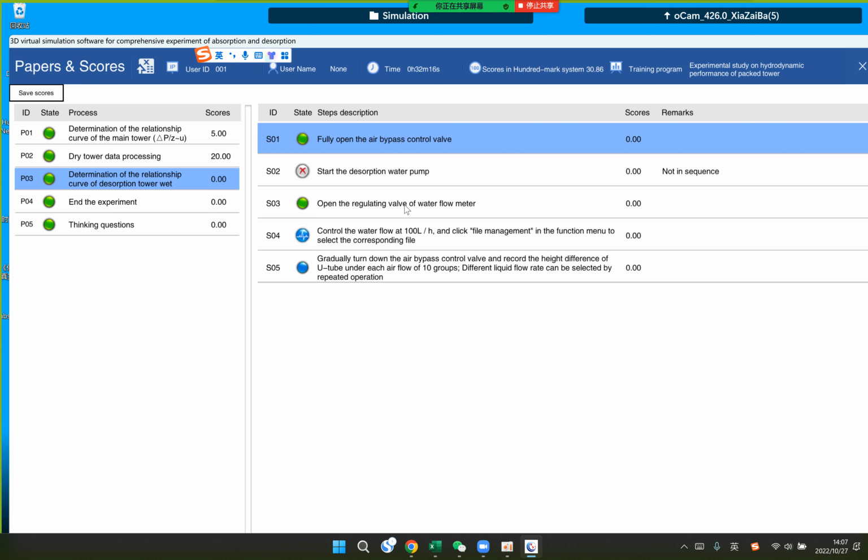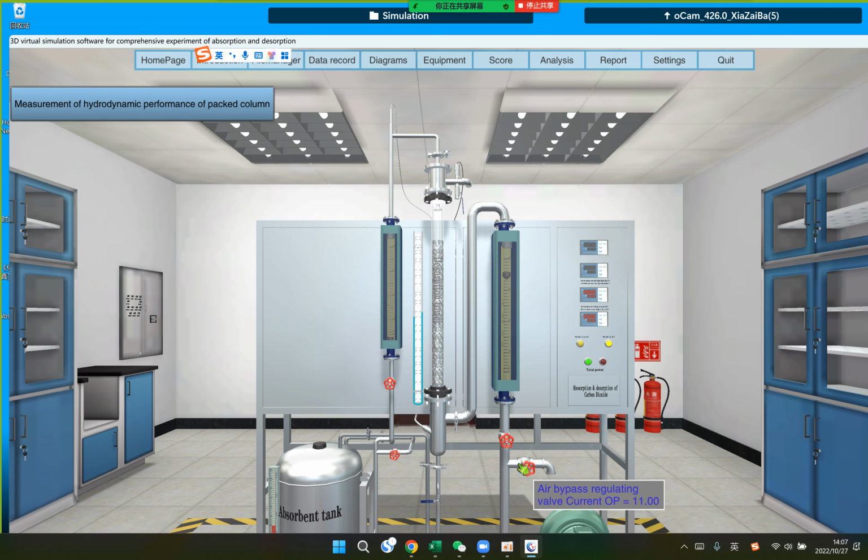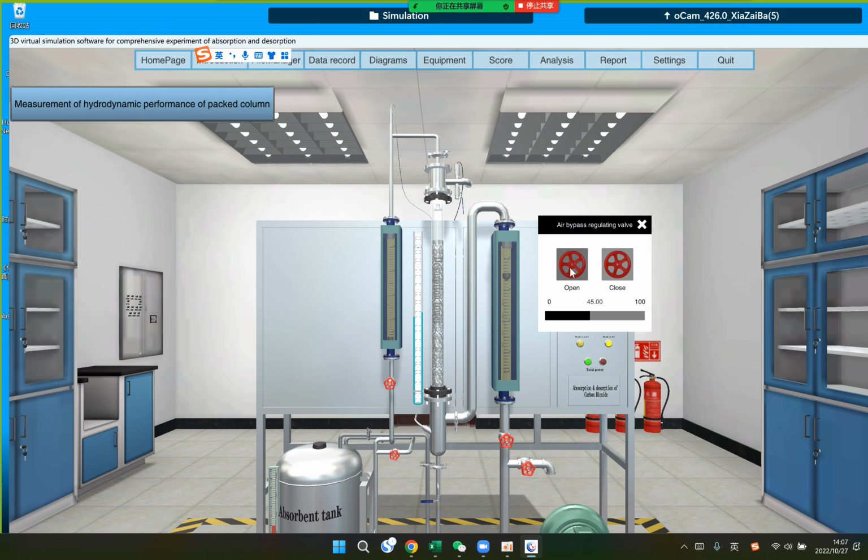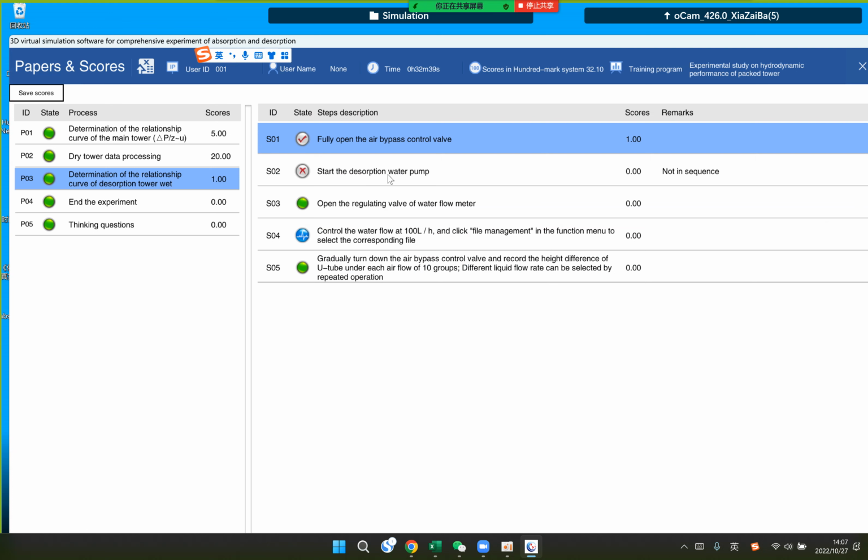Okay, so fully open the bypass, follow the steps. Fully open air bypass control. Fully open it. That means from the system, from zero to maximum. Okay, to make sure, and then start the desorption water pump. Because I didn't open it in appropriate sequence, the system didn't give me a full score. However, I think you can do that. Good, and start the water pump.